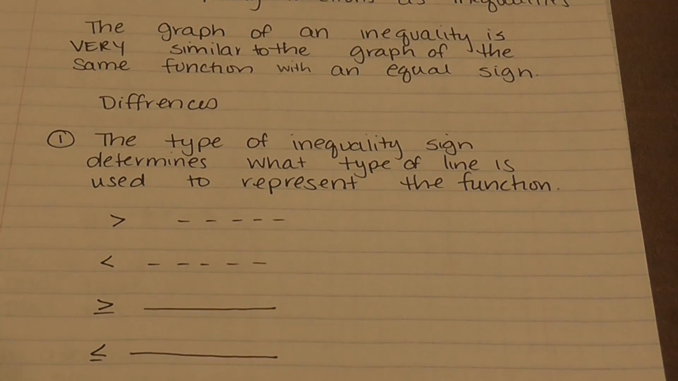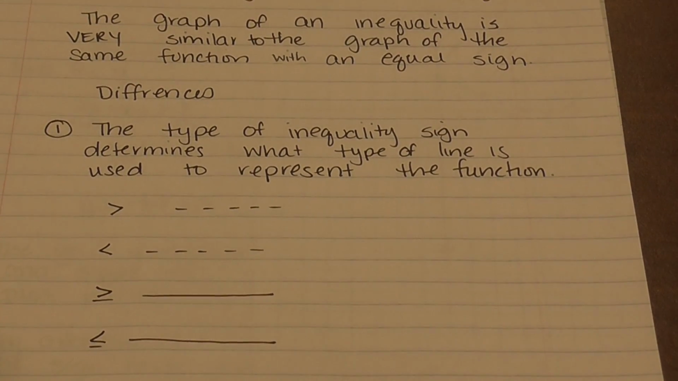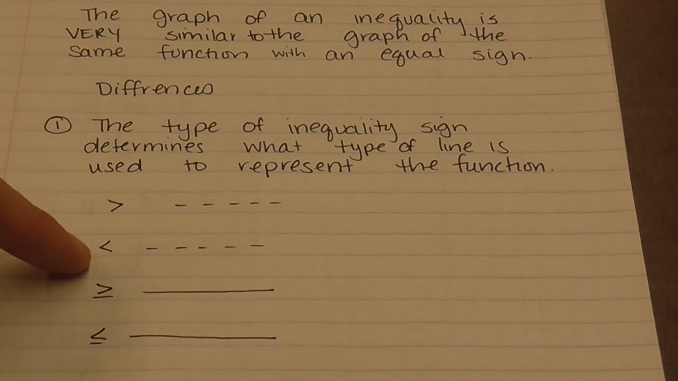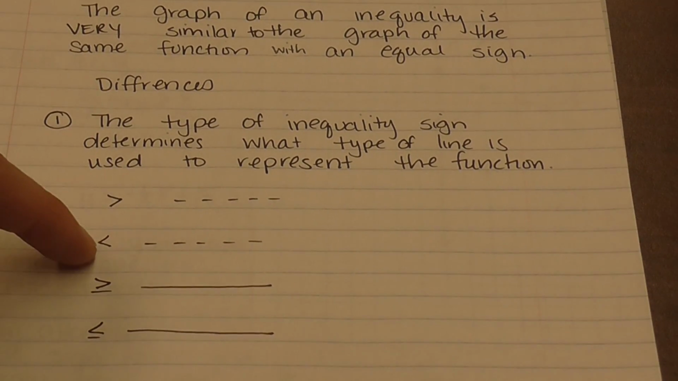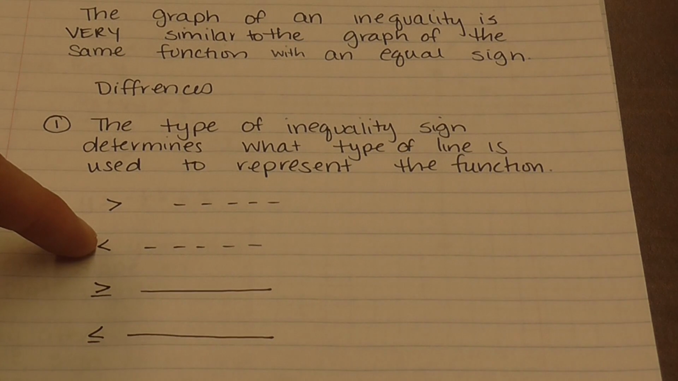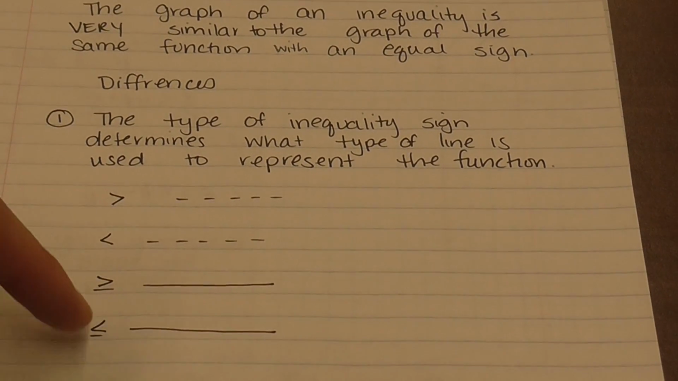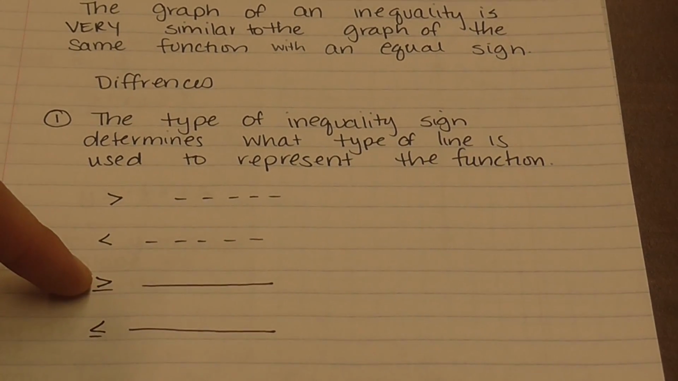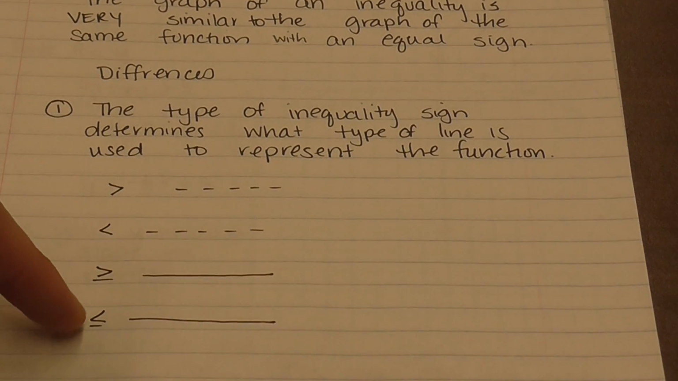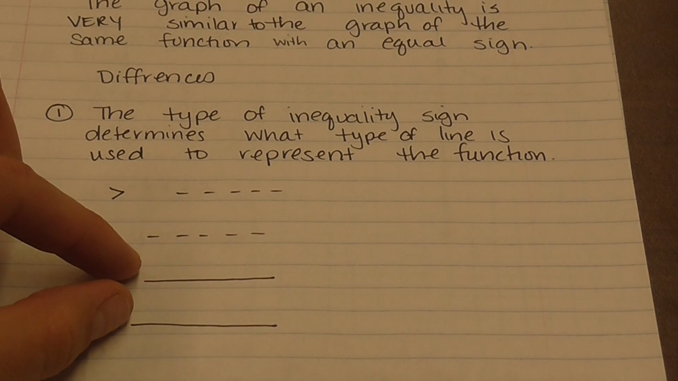So the type of inequality sign determines what type of line is used. If it is just a greater than or less than sign, without the or equal to portion of it, without that line underneath, it is a dashed line. If it has a line underneath, it's a greater than or equal to, or less than or equal to, you use a solid line when you graph them.